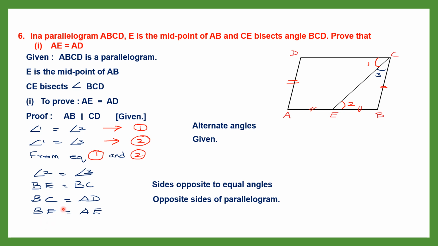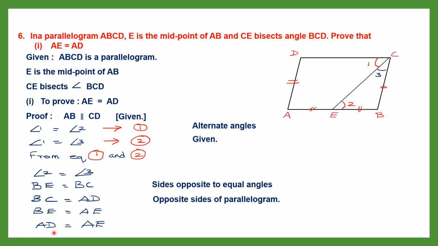So now we're going to substitute for BE. So BE, if you look here, BE is equal to BC. And look at BC. BC is equal to AD. So in place of BE, I can write AD. So let me write that. So AD is equal to AE. And this was what we have been asked to prove. AD is equal to AE and we have proved.